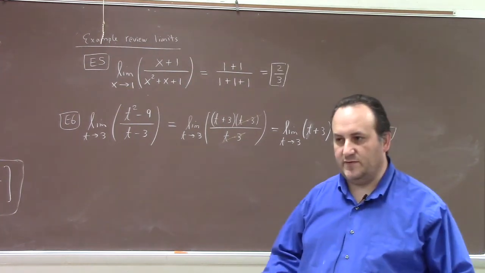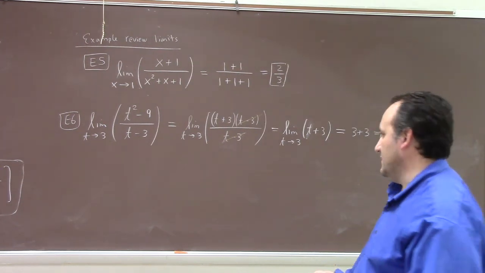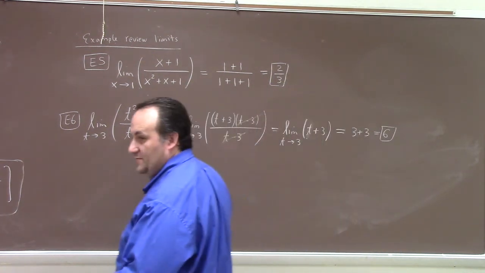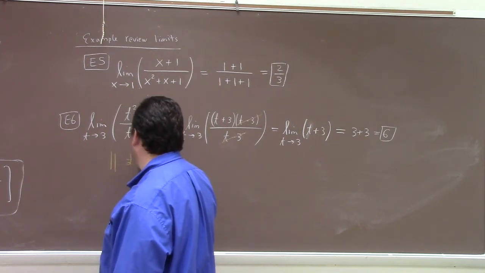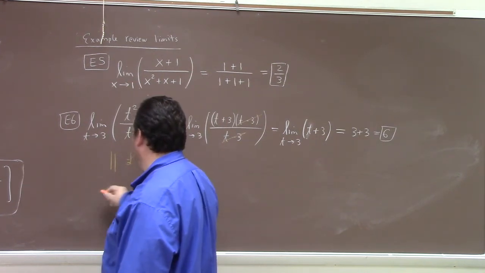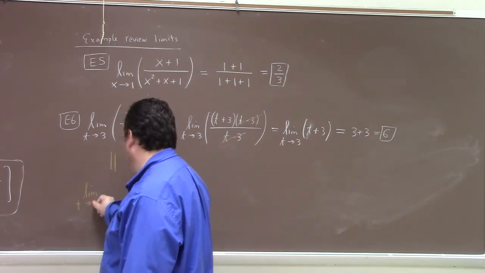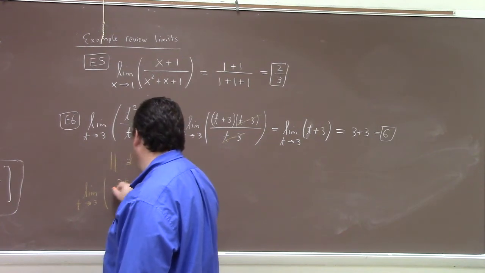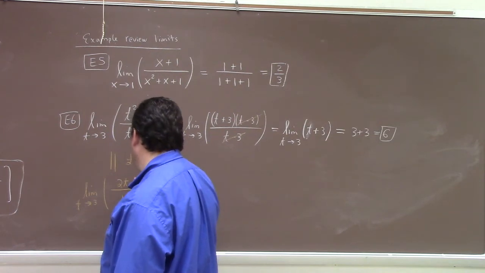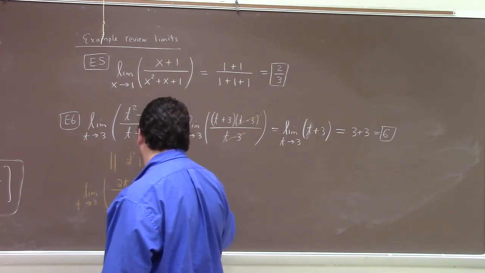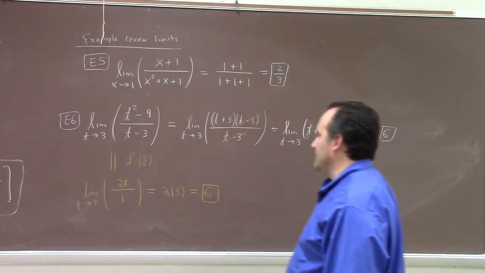Now this problem, we could have used L'Hopital's rule on. Okay? So what would that have looked like? I'm going to do a vertical step, if you don't mind, equals L'Hopital's rule, and it's type 0 over 0. So this is the limit as t goes to 3 of 2t, because that's the derivative of t squared minus 9, right? And the derivative of t minus 3 is just 1. So we get 2 times 3, which is 6. So any way you slice it, we get 6.